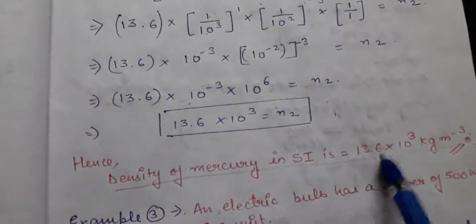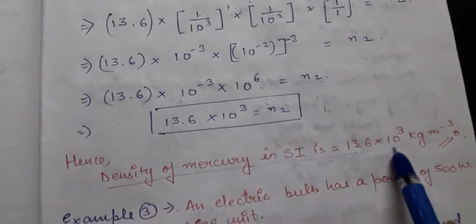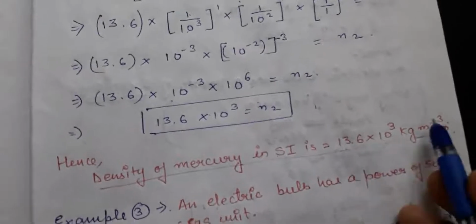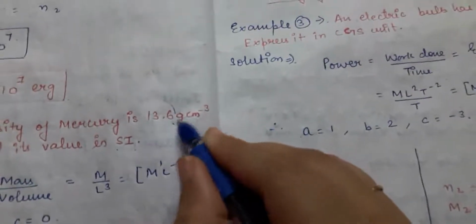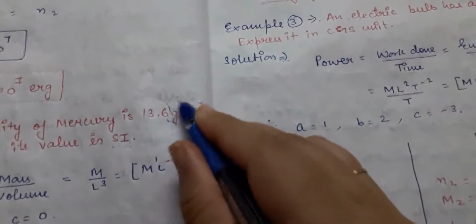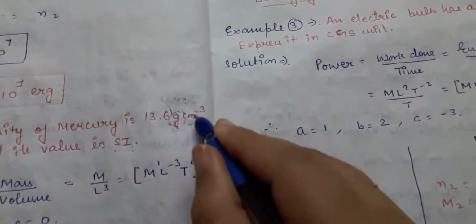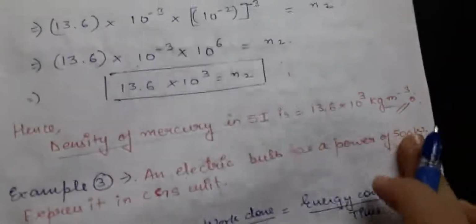Hence the density of mercury in SI is 13.6 into 10 raised to power 3 kg per meter cube. Why kg per meter cube? Because in the question which SI unit have been given? CGS. So in place of g, SI will be kg. In place of centimeter, SI will be meter. So here I am writing kg per meter cube.